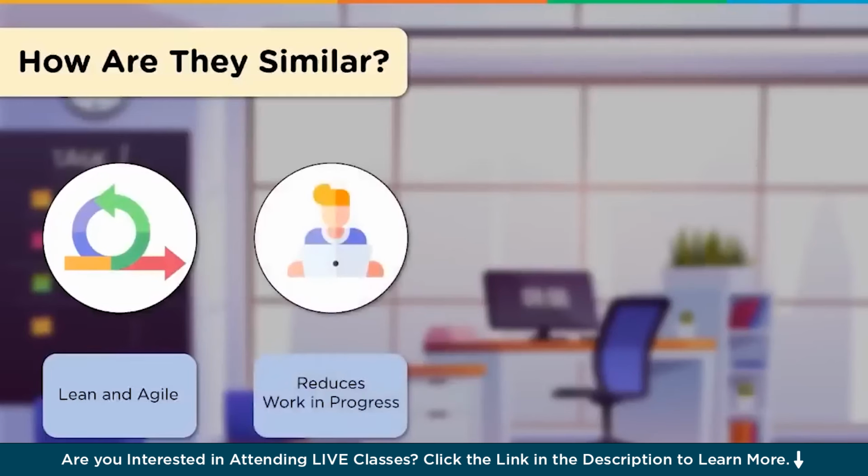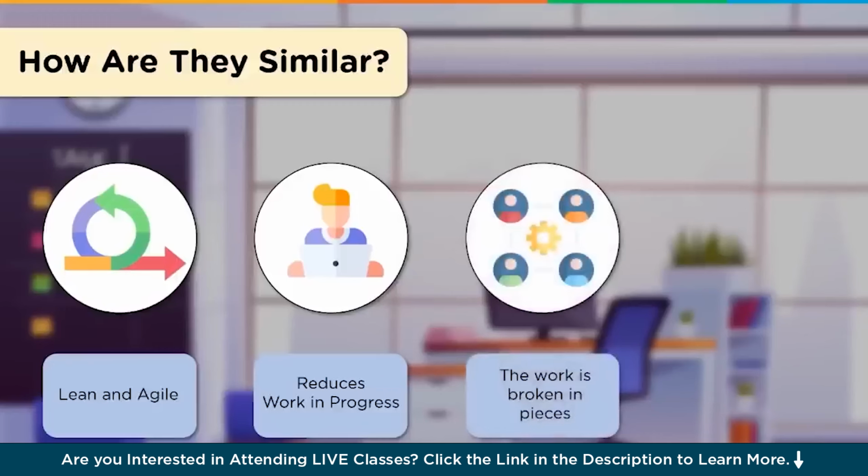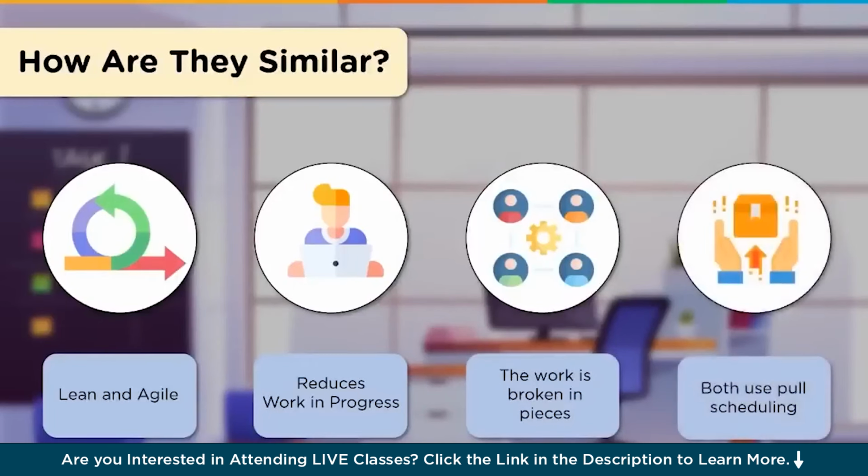Both these frameworks aim to reduce the amount of work in progress. This forces the teams to ensure that they focus on a smaller set of tasks. This also makes blockers and bottlenecks a little more visible. In both cases, the work is divided into smaller, more manageable units. Both of these frameworks use pull scheduling. Now this means that products are only built based on demand rather than forecasts.